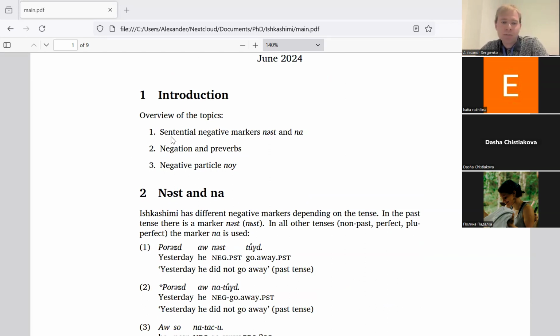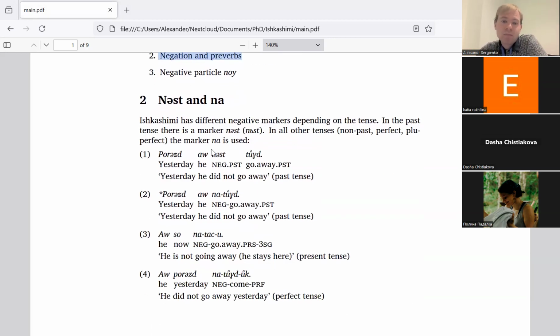Here's the overview of the topics. So we have the sentential negative markers nist and na, right? You might remember the competition between ma and na in Shugni, and it's basically a similar pattern of competing negative markers. We have negation and preverbs, which will be very interesting to people who do research on Iranian studies and diachronic linguistics. And the negative particle noi, which continues the story that my colleagues have told about a similar thing in Shugni. So let's start.